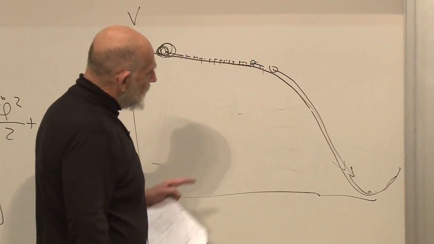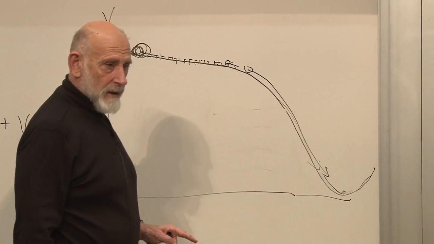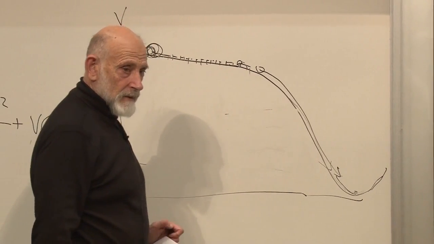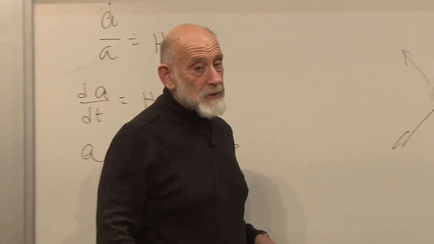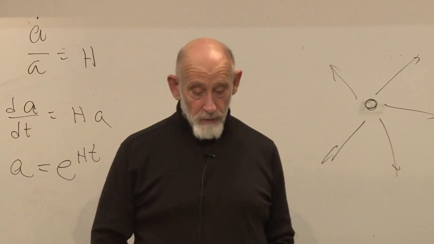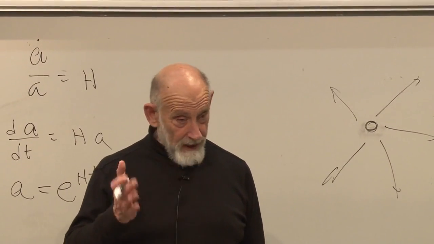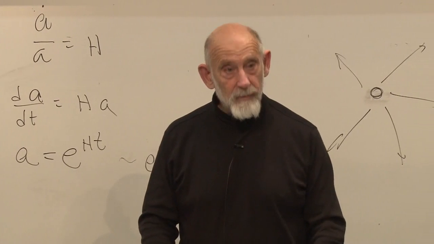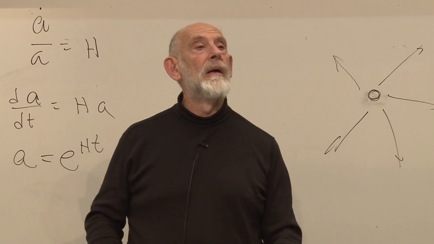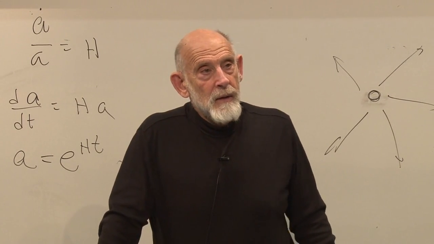And then, relatively quickly, you went down the hill here. How long did it take to go down the hill? Probably more than 10 to the minus 32 seconds, probably a lot more, but on the scale of ordinary time, pretty quick.